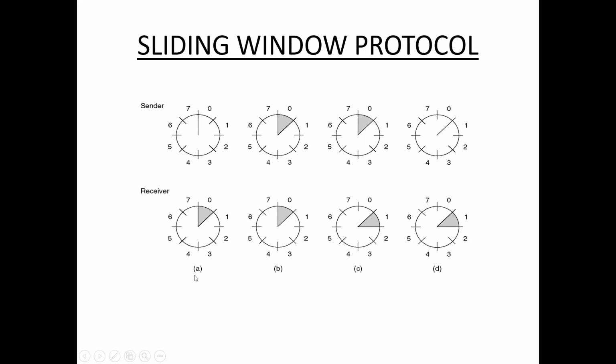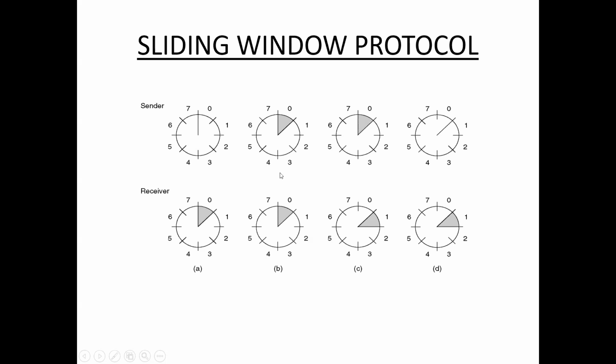See here, first one, A. At the start, the receiver waits for 0. Here in the first diagram, the receiver waits for 0. So that's why 0 is shaded. That means at starting position A, the receiver waits for 0.